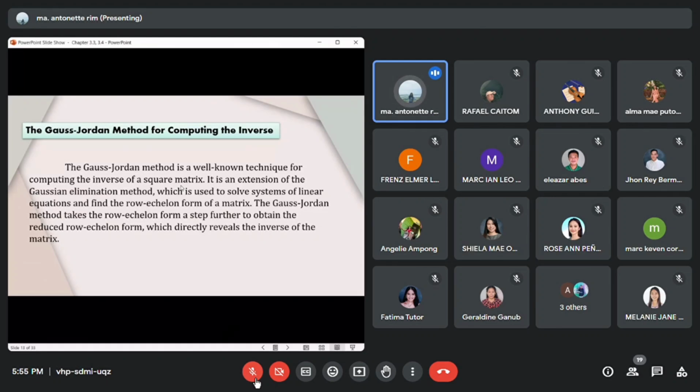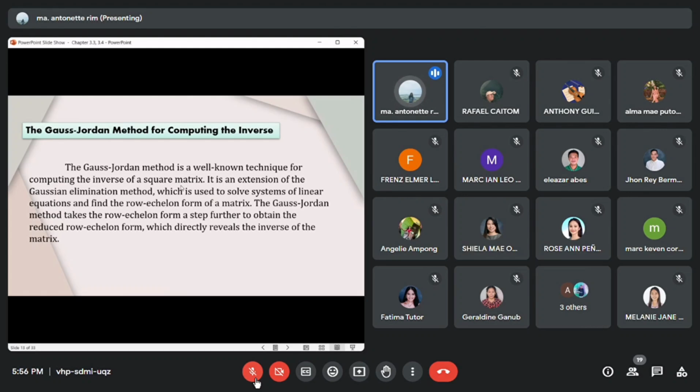So the Gauss-Jordan method. So unsa ni siya nga method? The Gauss-Jordan method is a well-known technique for computing the inverse of a square matrix. It is an extension of the Gaussian elimination method, which na-discuss na ni siya sa mga previous reporters. This method is used to solve systems of linear equations and find the row echelon form of a matrix. The Gauss-Jordan method takes the row echelon form a step further to obtain the reduced row echelon form, which directly reveals the inverse of the matrix.